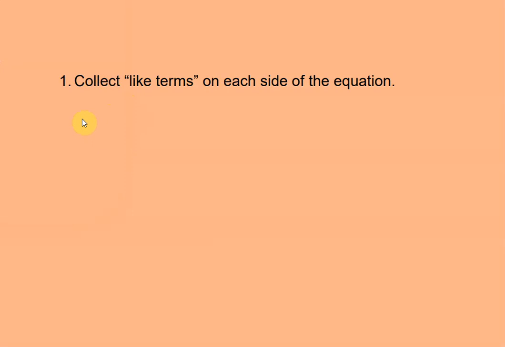So, examples of some like terms would be 3x and 5x. These are like terms because they have the same variable with the same exponent. There's no exponent on the x. Another example might be 3x squared and 5x squared. So the number in front of the variable does not need to be the same, but the exponent needs to be the same, and the variable needs to be the same. So again, those are like terms.